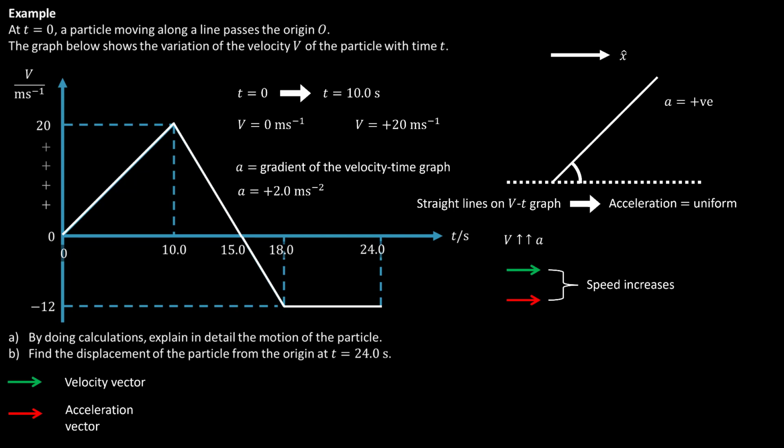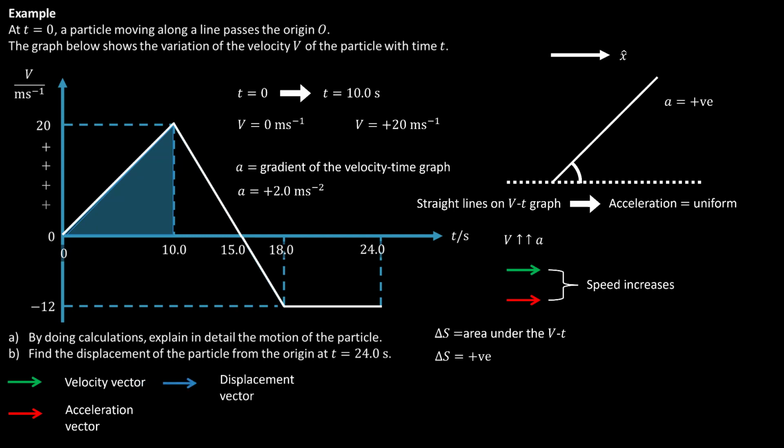Another quantity that can be found from a velocity time graph is the displacement covered, which is equal to the area under the velocity time graph. From t equals 0 to t equals 10.0 seconds, the area under the velocity time graph is above the t-axis and therefore is positive. So a positive area means a positive displacement, and therefore this displacement covered is in the same direction as our x hat.